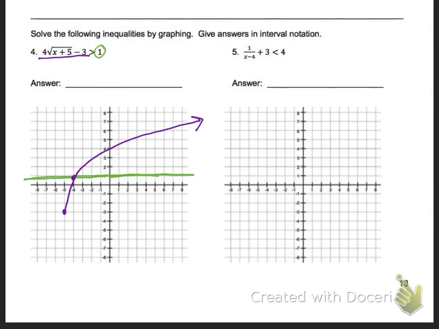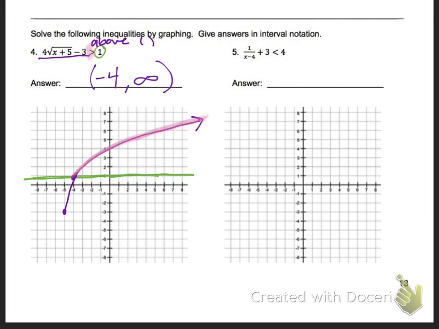And my question is greater than 1. So that means I'm looking for above. Gonna write that. And it's also going to be parentheses because it's just a greater than. So it touches it at -4 and everything to the right of that. So my interval would be parenthesis -4 to positive infinity.